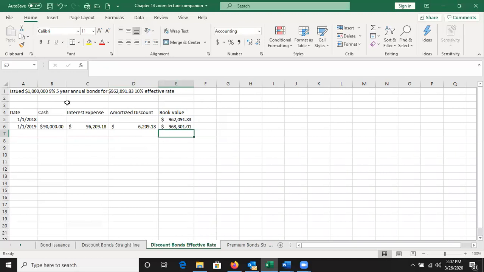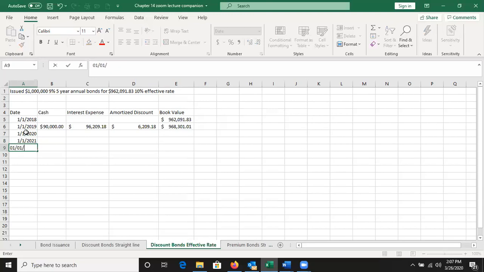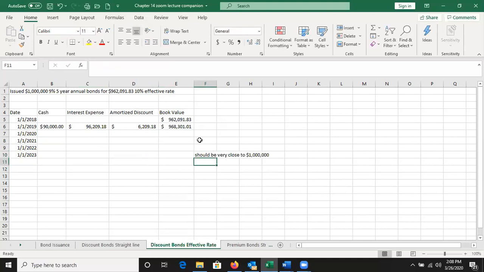But if we do this right, at the end of 5 years, $2020, the book value should equal very close to $1 million. Okay, by doing this math.